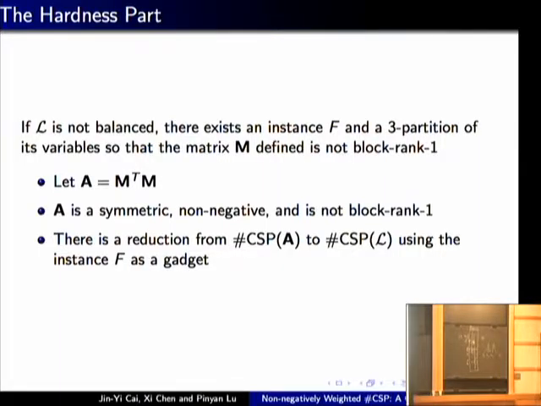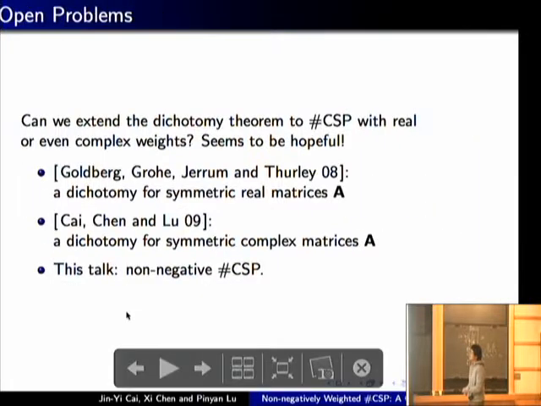And then you can define the following matrix A. You just multiply the transpose of M with M, and you can show that A is symmetric, non-negative, and it's not block rank 1. Now you can use the result of Bulatov and Grohe, and the result tells you that the CSP defined by this matrix A is #P-hard. So the only thing left is to get a reduction from this to L, and you can use the instance that gives you this capital M as a gadget to finish the reduction. So the hardness part is a half-page proof.